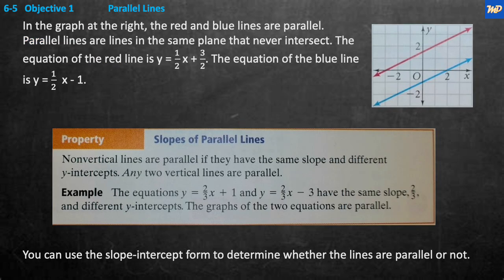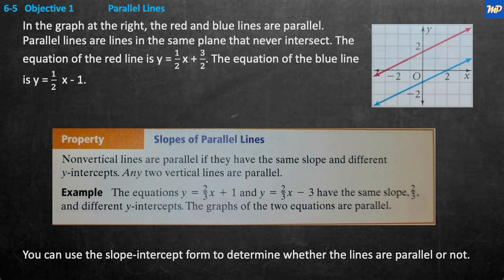Okay, objective 1, parallel lines. In the graph at the right, the red and blue lines are parallel. Parallel lines are lines in the same plane that never intersect. The equation of the red line is y equals 1/2 x plus 3/2. The equation of the blue line is y equals 1/2 x minus 1.